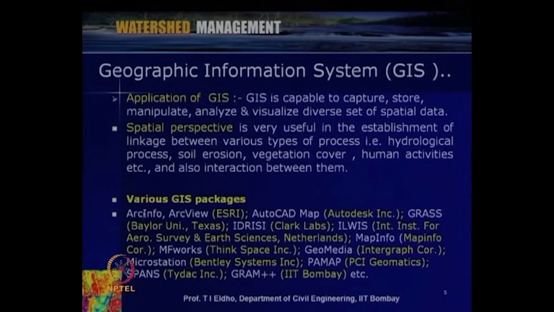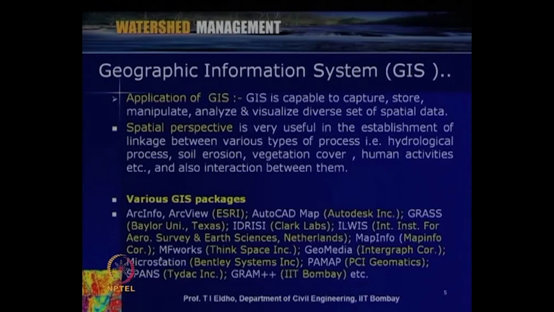Some of the most commonly used packages and the companies which market these products are listed here. The most widely used GIS package is ArcInfo or ArcView, marketed by Esri. Then AutoCAD Map, marketed by Autodesk. Then GRASS, which is an open GIS software which is freely available. It is produced by Baylor University, Texas. Then Idrisi, produced by Clark Labs. Then ILWIS, from the International Institute for Aerospace Survey and Earth Sciences in the Netherlands. So, this is from the Netherlands.